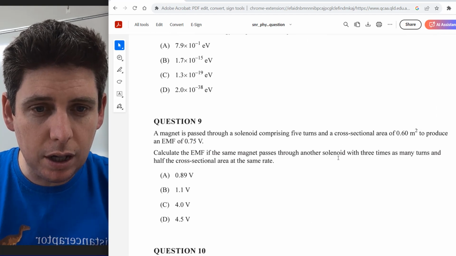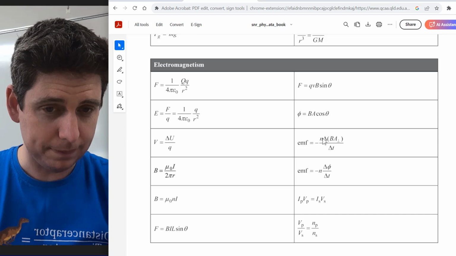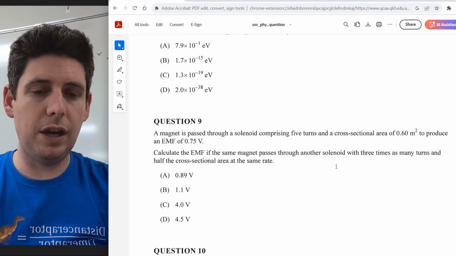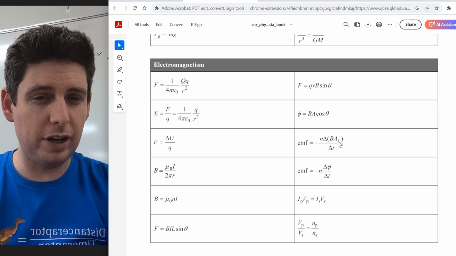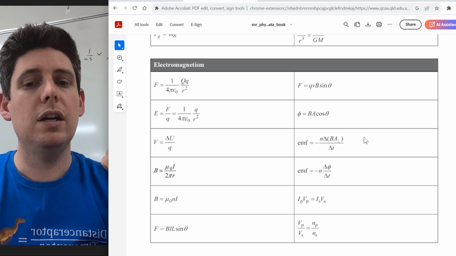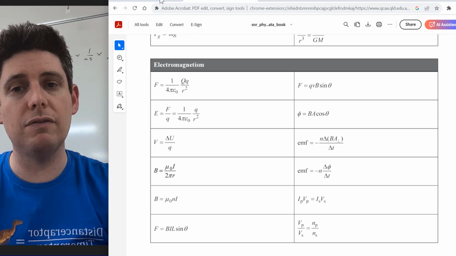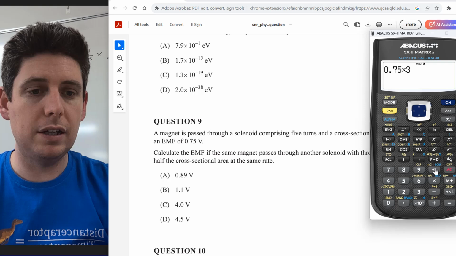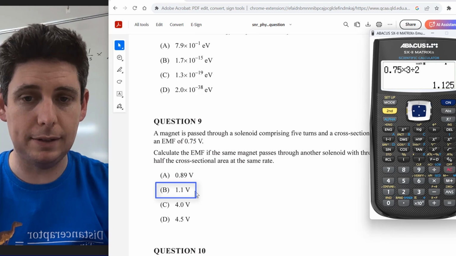So it says the same magnet, 3 times as many turns. So the EMF is proportional to the turns. If the turns triple, the EMF is going to triple. And then the cross-sectional area has halved. Cross-sectional area is proportional to EMF. So it's first going to triple because of the turns, and then the EMF is going to halve. So we just have to go 0.75 times 3 divided by 2. And that will get your answer, which is B.